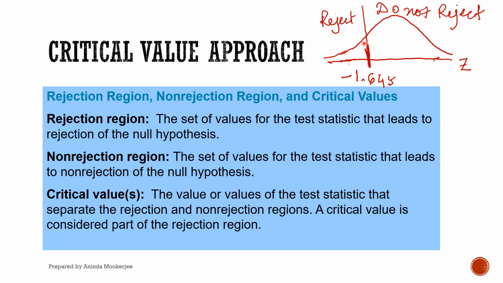It divides the curve into a reject region and a do not reject region. And the critical value is considered part of the rejection region. So if you get a test statistic which is negative 1.645, then we still reject the null hypothesis, right?